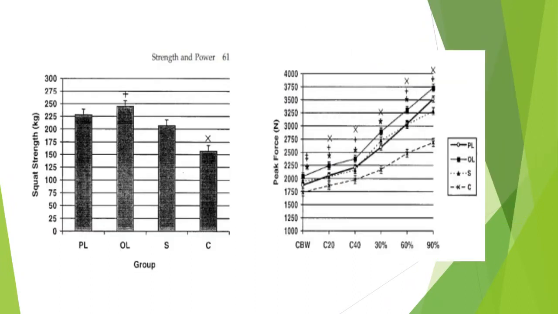But let's look at the data. So you have the powerlifters, the Olympic lifters, the sprinters, and a control group. We're not going to pay any attention to the control group. But notice how the Olympic weightlifters were significantly stronger than the powerlifters. This is in kilograms, not pounds. So 25 kilograms is quite a bit.